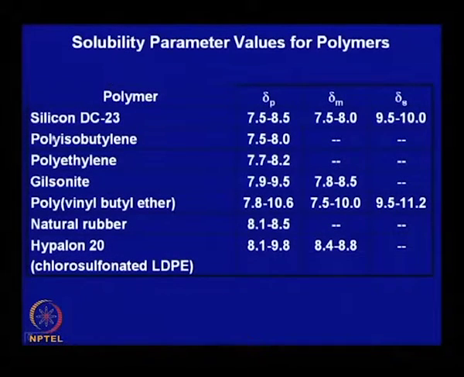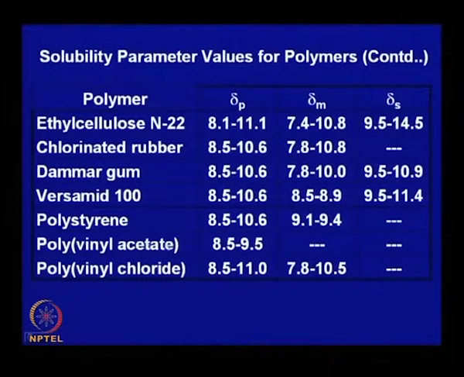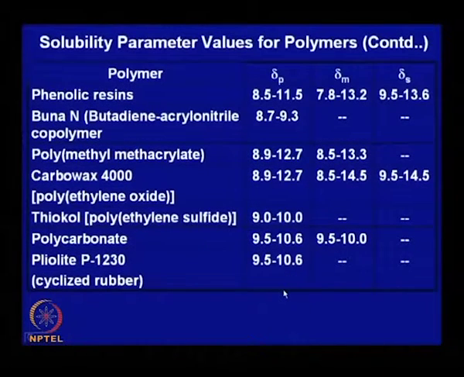Silicone, the one grade, polyisobutylene, polyethylene, is a trade name of a polymer, polyvinyl butyl ether, natural rubber, Hypalon, which is chlorosulfonated polyethylene, and then other polymers: ethyl cellulose, chlorinated rubber, dammar gum, that again Versamid trade name, polystyrene, polyvinyl acetate, polyvinyl chloride, phenolic resin, nitrile rubber, PMMA, Carbowax, polyethylene oxide, polycarbonate, cyclized rubber.